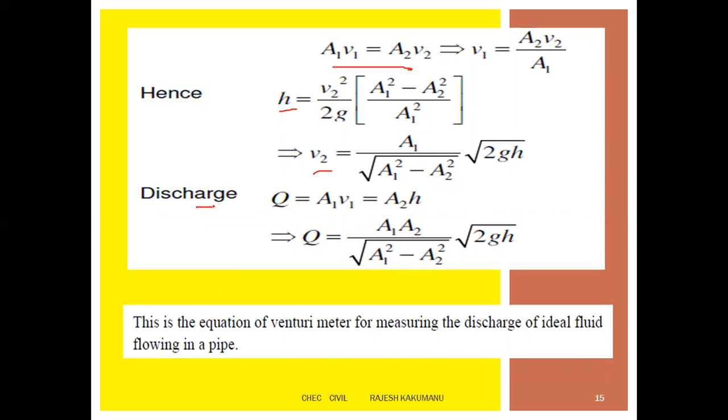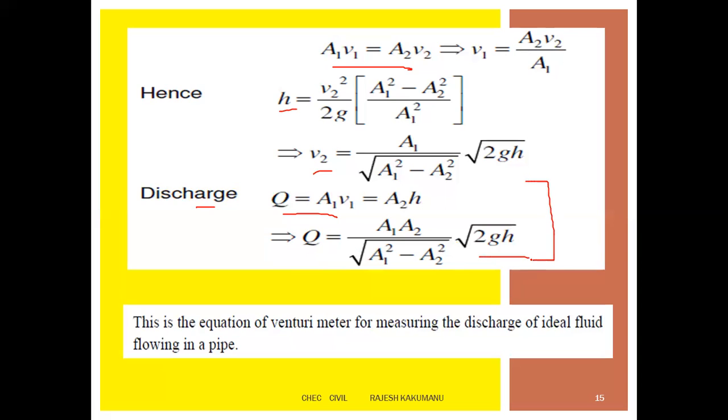Then later, what is the discharge? Discharge Q is equal to A into V, area into velocity. Therefore, discharge Q is equal to A1 V1, which is equal to A2 V2. Applying the H value, Q is equal to A1 A2 by root of A1 square minus A2 square into 2GH. That is the discharge derivation.